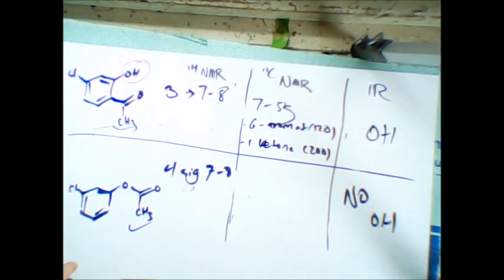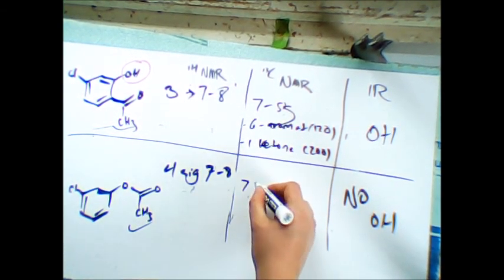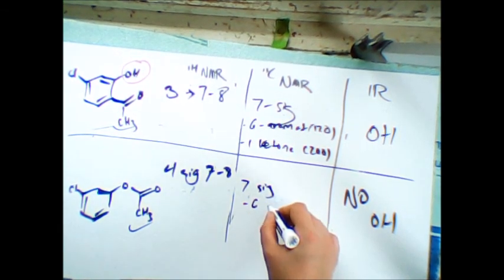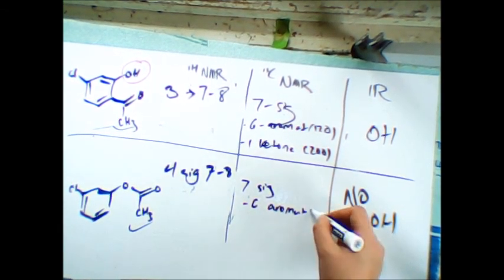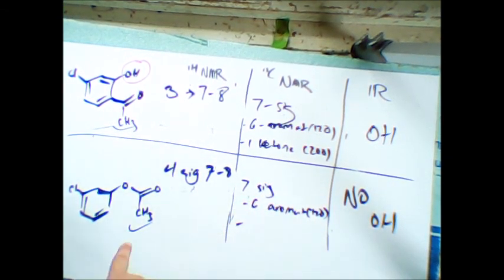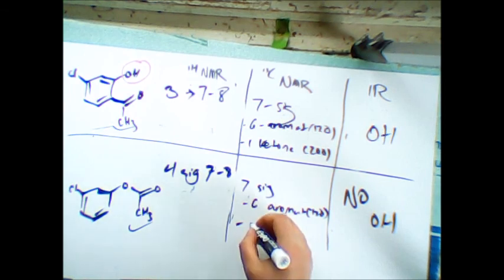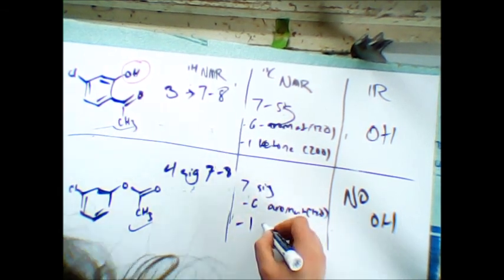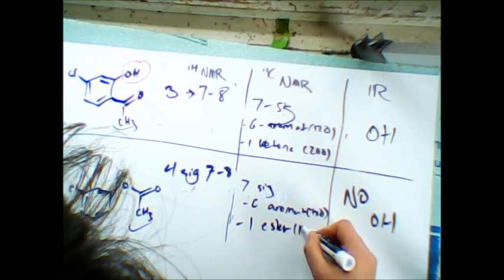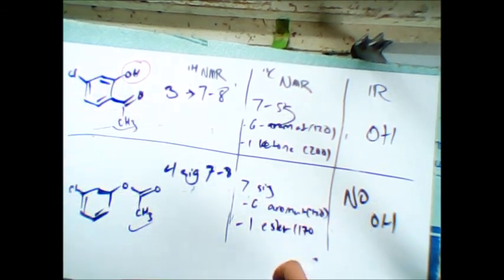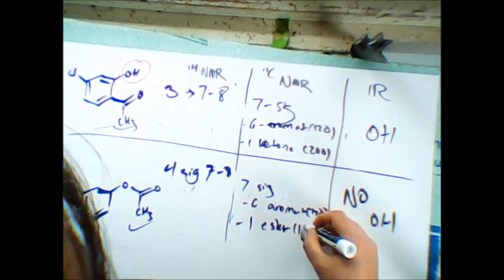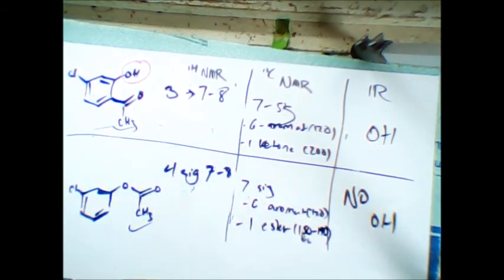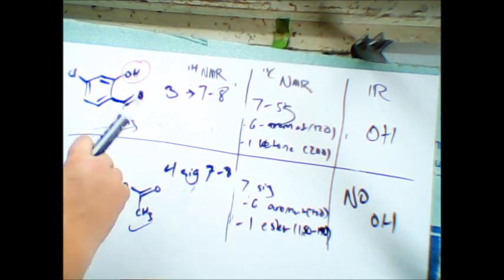This one, exactly the same thing. We still have 7 signals, and 6 of them are aromatic, and one of them, in this case, is not going to be a ketone. It's going to be an ester, which pulls it down a little bit. It's going to be down closer to the 170, 180 region. So, if you want, that's a difference. And I think it's 150 to 190 rather. Okay, so HNMR, 3 in the aromatic region versus 4 in the aromatic region.